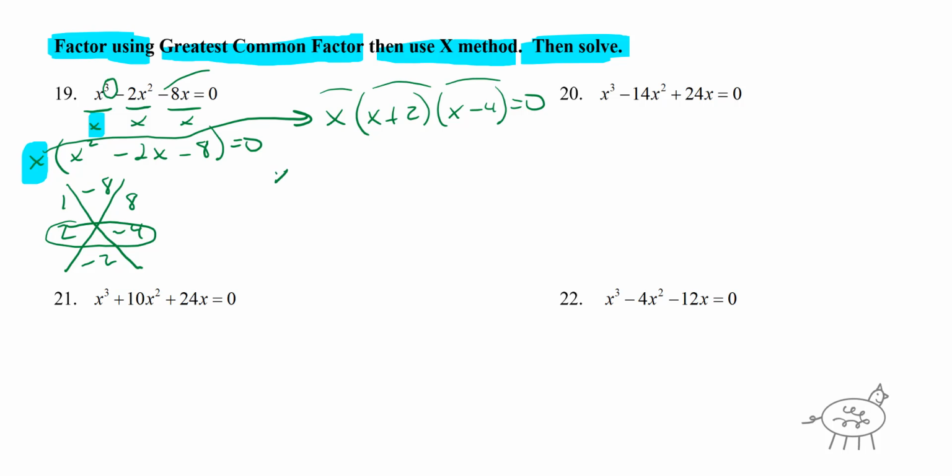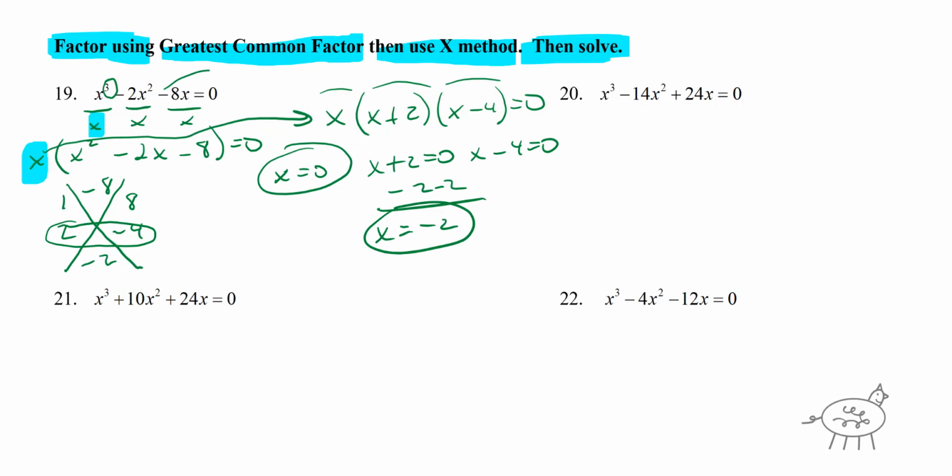Okay, so the first one, X equals 0, that's easy. The next one, X plus 2 equals 0, and then X minus 4 equals 0. So we're going to subtract 2. So X equals negative 2, and then add 4. X equals 4. Okay, so you have 1 answer, 2 answers, 3 answers. Because I have a 3 right there, X cubed, 3 answers. Okay? Let's do this next one here.